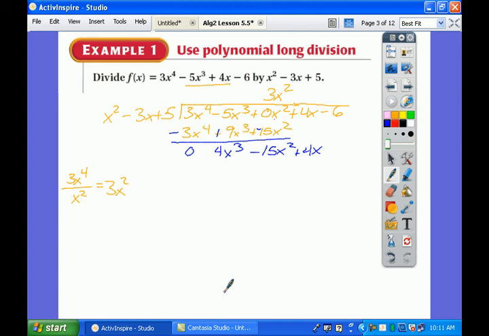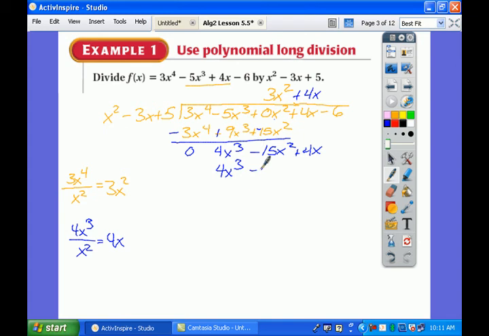Here's the good news. The process starts all over again. Great news. I know. 4x cubed. So now we do 4x cubed divided by x squared. That gives us 4x. So this is what's going to go in the x column of the quotient. That's 4x. Now what do we do? We multiply back through. Okay, so we multiply the 4x times everything here.